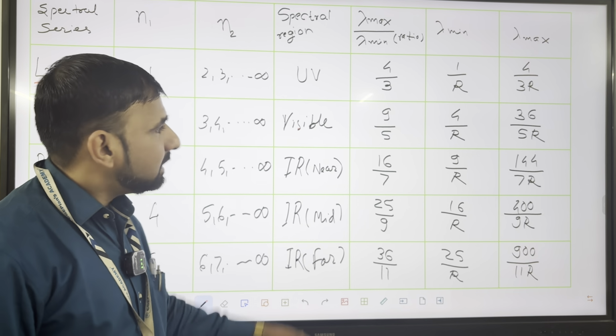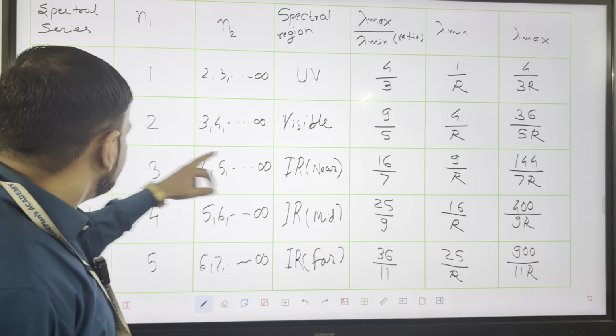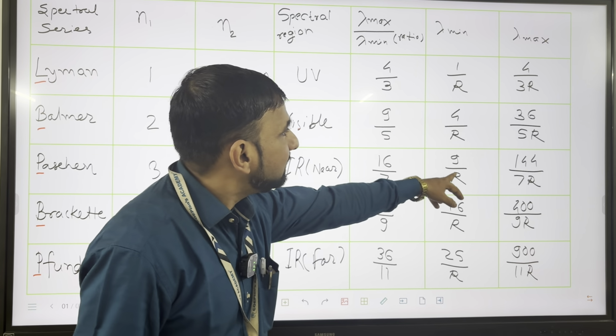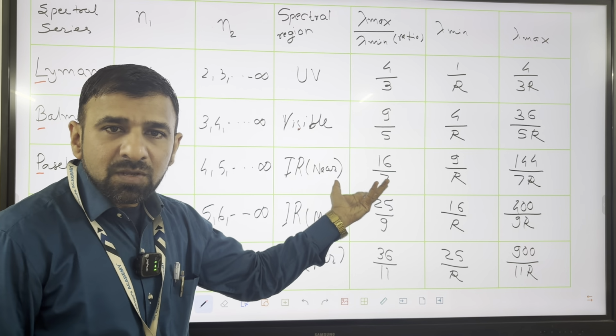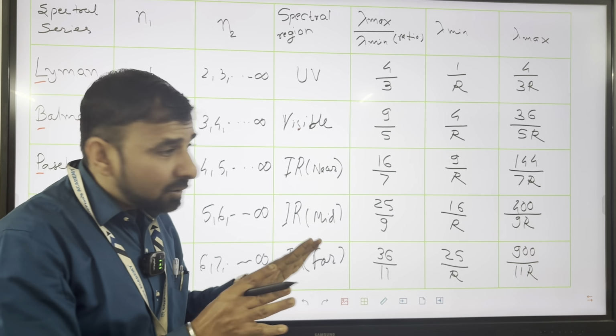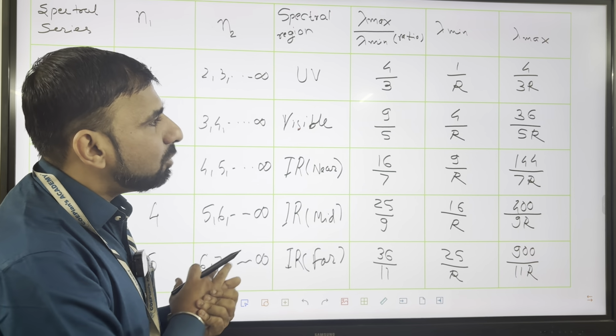Or they may ask you what is the value of the lambda minimum for a particular series. Say they ask for the Paschen series. Then for Paschen, lambda minimum is 9 by R. Sometimes they ask the ratio of lambda max to lambda minimum for a particular series. Say for example, they ask the lambda maximum to lambda minimum ratio for Balmer. Then for Balmer it is 9 by 5. So this is how you can remember. Even if you do not remember this table by heart, there is a formula for obtaining this. So in the last part of this video, I'm going to discuss that formula, and then by substituting the values of n1, you can easily get those ratios. Okay, so let's get into that.